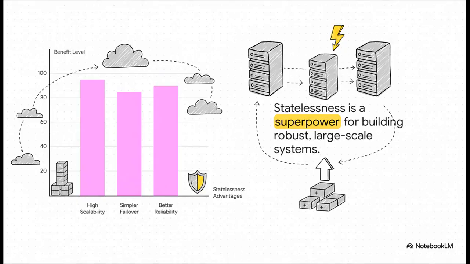And why is the server amnesia such a superpower? Because it means any server can handle your request. You don't have to worry about sticky sessions or making sure you keep talking to the same machine. This makes scaling out, just adding more servers, incredibly simple, and it boosts reliability like you wouldn't believe.